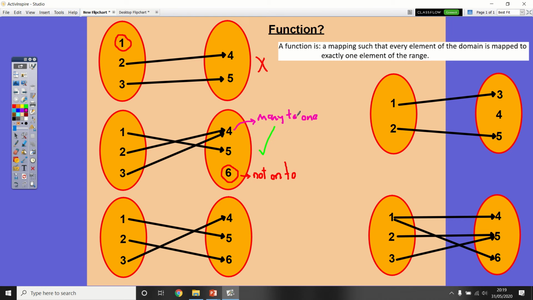Okay, because multiple inputs go to the same output. Okay, so that's that scenario there. But it is a function. Okay, nothing wrong with this one. This third one looks like the nicest one of the lot, and it is. This one is a function, and this turns out to be best case scenario.